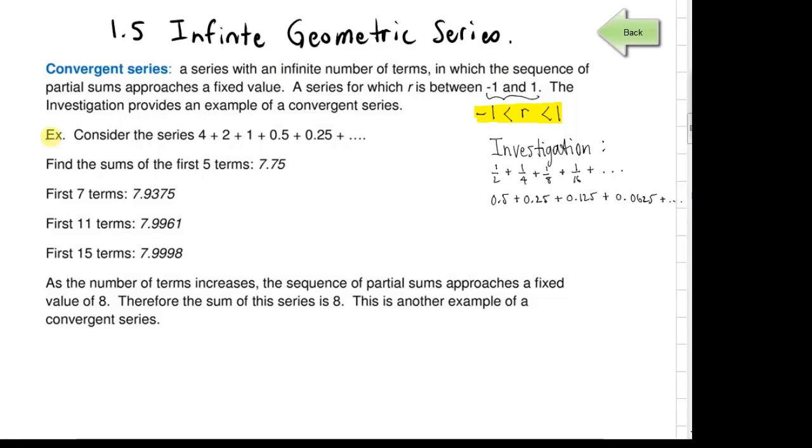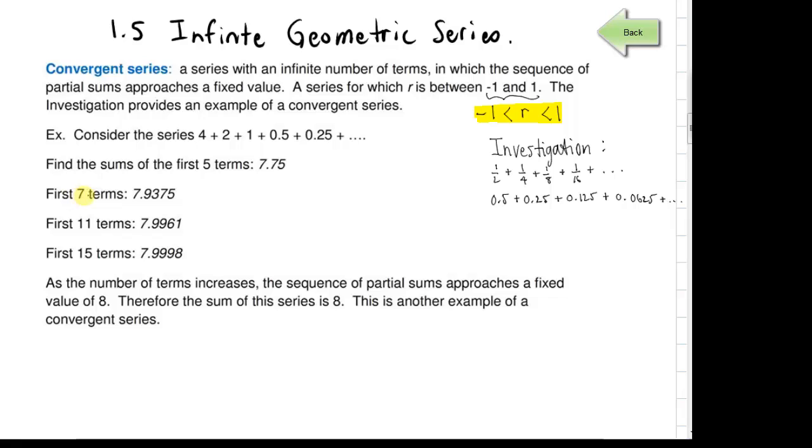So let's take a look at the example that we're given here, and then we'll take a look at our investigation example. Consider the series 4 plus 2 plus 1 plus 0.5 plus 0.25. Now notice that the terms in your series are going down in value, right? It's from 4 to 2 to 1 to 0.5 to 0.25. Find the sums of the first 5 terms. If we add up these first 5 terms, we will get 7.75.